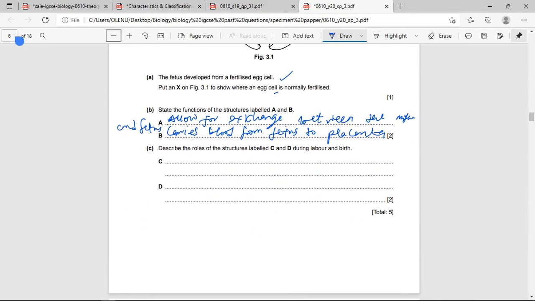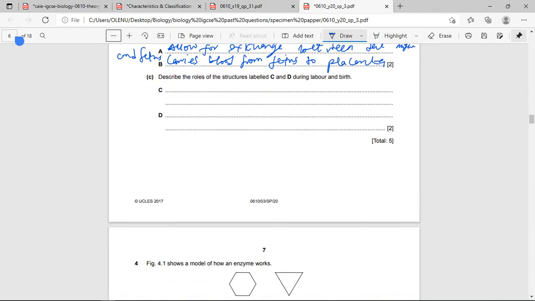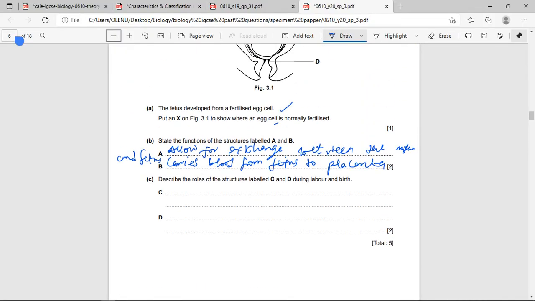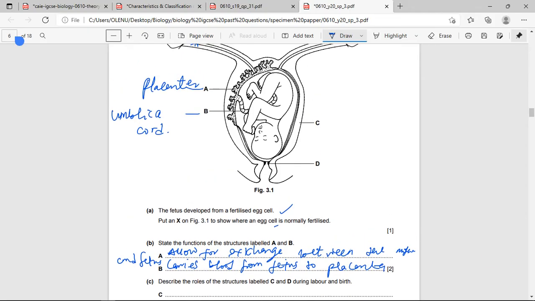Okay. Next is, describe the role of the structures labeled C and D during childbirth. Now, where is C? C will contract to push the baby out, while D, which is the cervix, will dilate to allow the baby to come out.